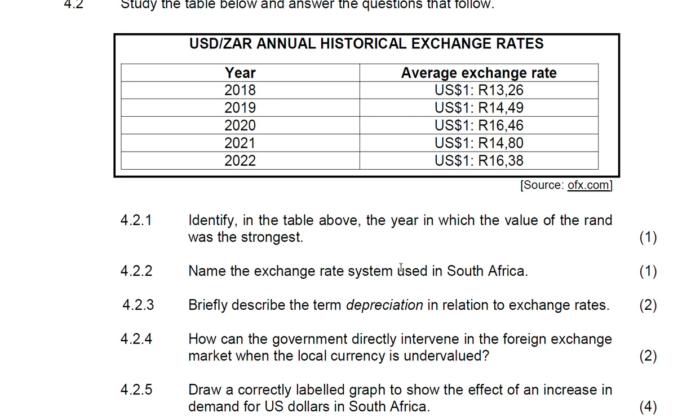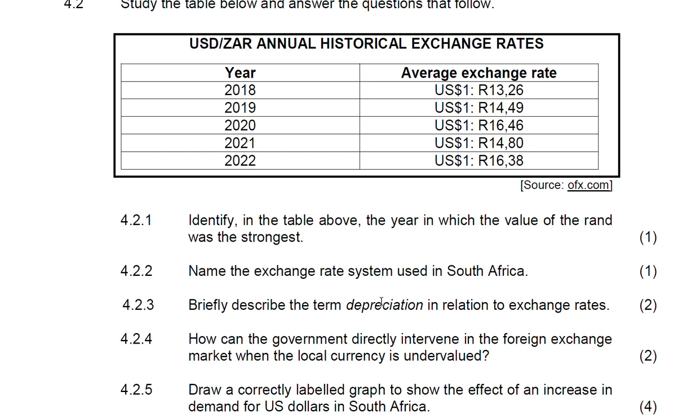Name the exchange rate system used in South Africa. So we just needed to name it and get 1 mark. The exchange rate system used in South Africa is called the free floating exchange rate system. You would have covered this during the lesson in class. If you want more about this, I will do a separate lesson where I explain what an exchange rate system is. And then 4.2.3, briefly describe the term depreciation in relation to the exchange rate. So what is depreciation and what does it mean?